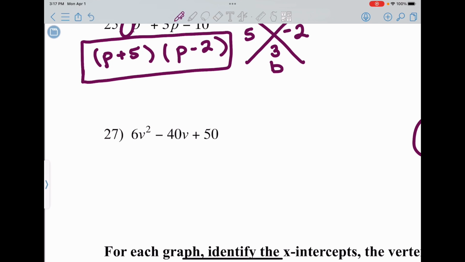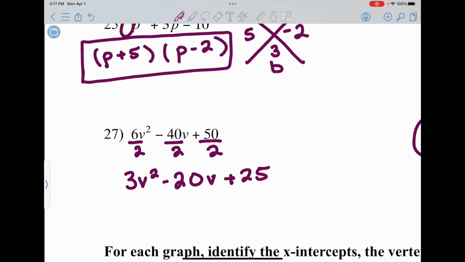Looking at number 27, always, always, always look to factor out a GCF if you can first. Like I see that I can divide each of these terms by 2. When I do that, I will have 3v squared minus 20v plus 25. I still have to write the 2 on the outside. And now I can use magic X. I have A, B, and C.